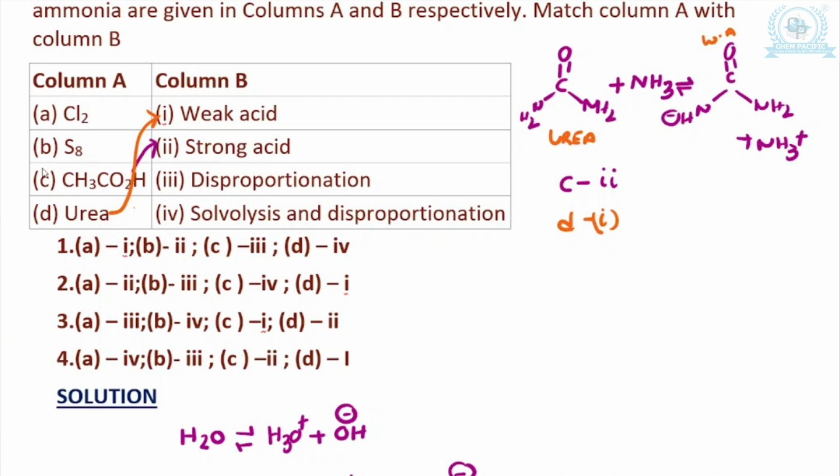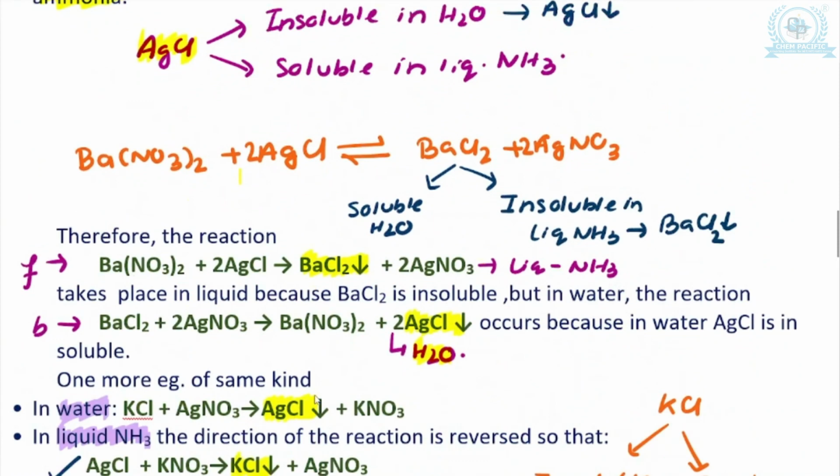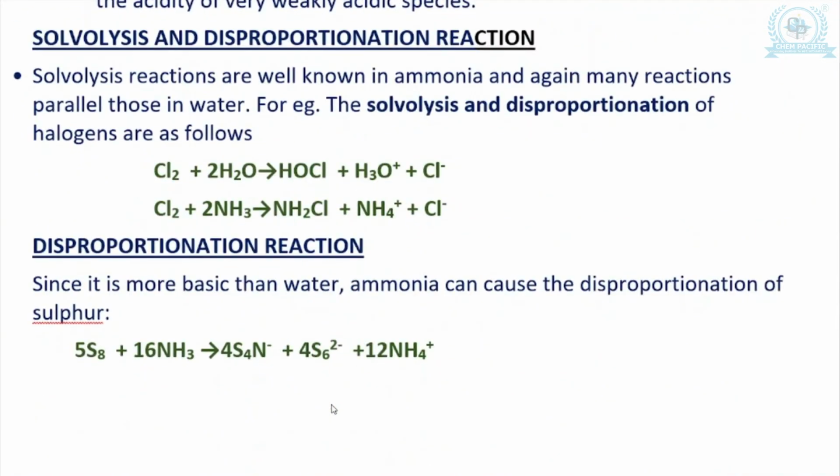Clear? Then you have Cl2 and S8. Let us study these also. Now let us understand. So Cl2, I have written the reaction. It is a solvolysis and disproportionation reaction. Obviously disproportionation reaction everyone knows, it is a redox reaction where it gets oxidized and reduced at the same time. Now Cl2 is getting oxidized in the form of HOCl and reduced at the same time. So this is an example of disproportionation reaction. No doubt about it. This is very easy. So what do you mean by solvolysis?